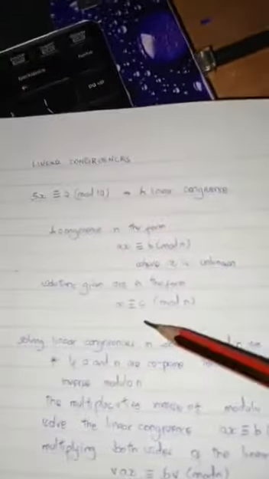For starters, a linear congruence can be assumed as a linear equation where we're solving for an unknown. A linear congruence is denoted in the form shown, where x is the unknown that we're looking for, and the solution is given in congruency form, in this format.